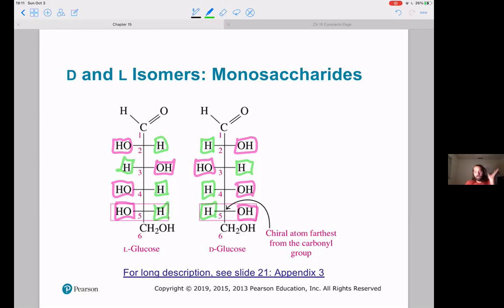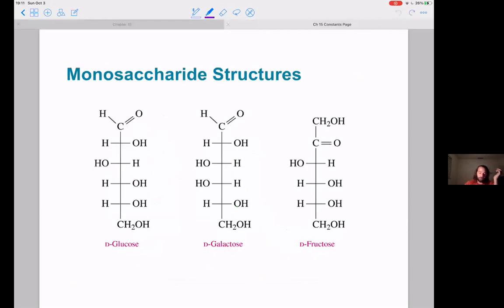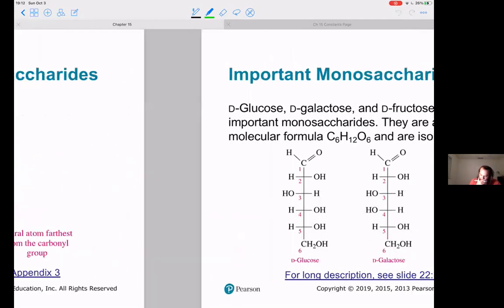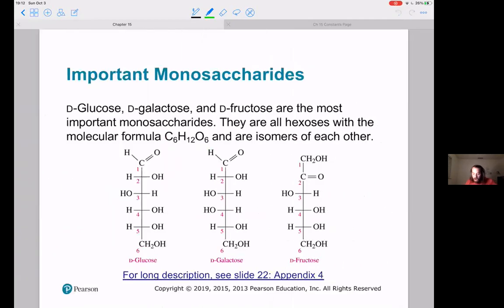Would you have known that this was glucose without being told it? Well, I mean, it is on the constants page, so you could have seen it that way. But in general, again, your goal is not to memorize that glucose looks like this, galactose looks like this. It's to be able to analyze these structures when you're given one. Okay, these are the three most important ones. Okay, they're all hexoses.